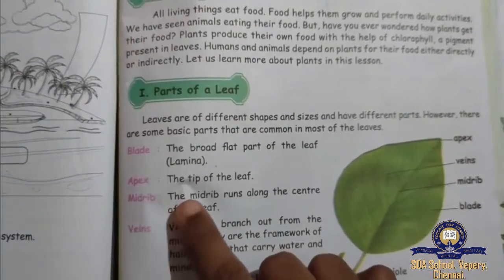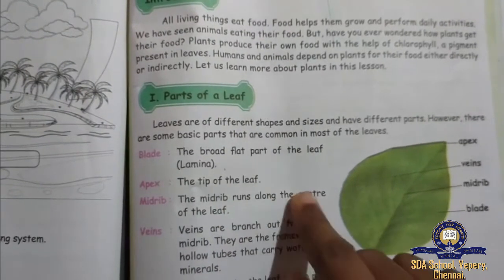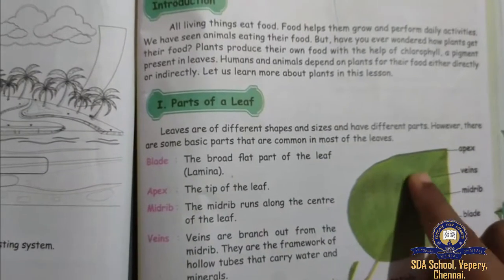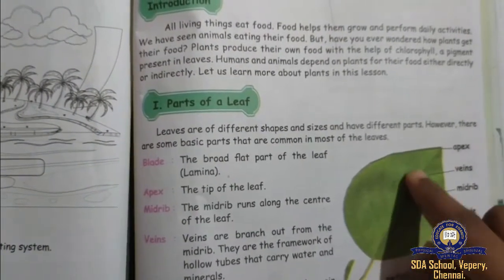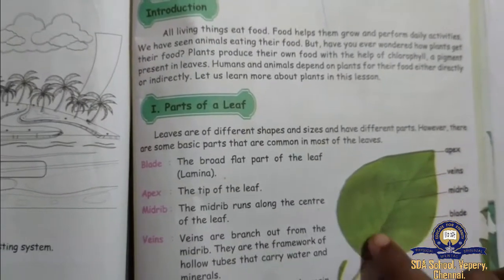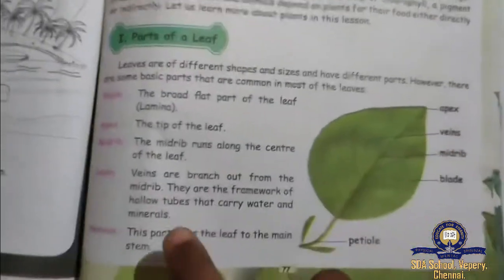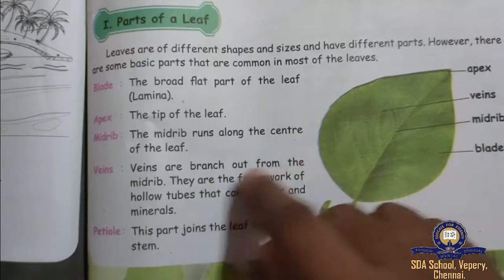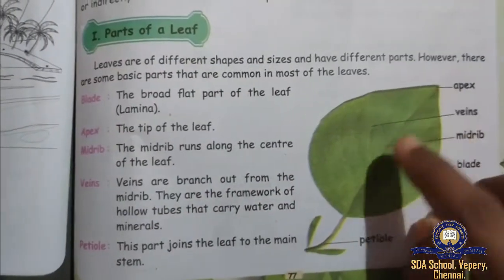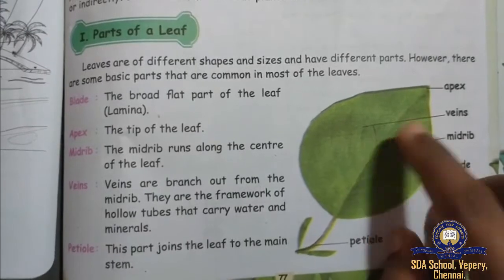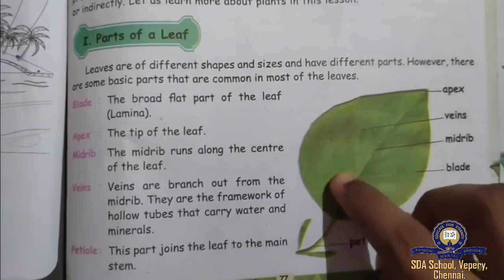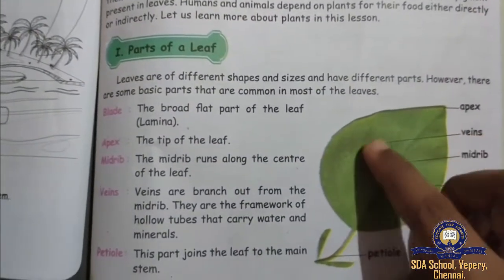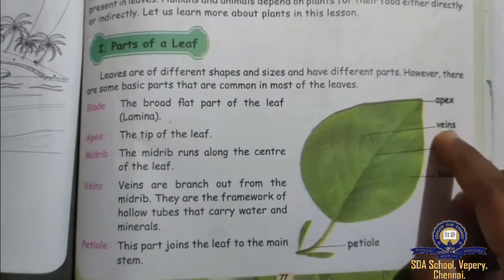And what is midrib? The midrib runs along the center of the leaf. This center line, a vein-like structure, is known as midrib. Next, veins. Veins branch out from the midrib. The lines that branch out from the midrib are known as veins.